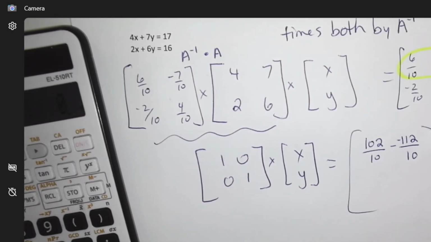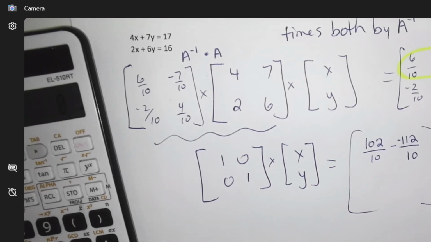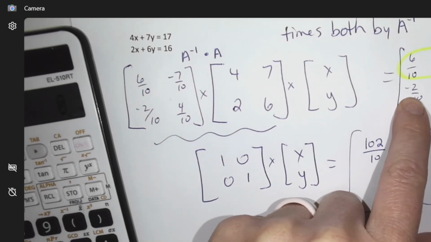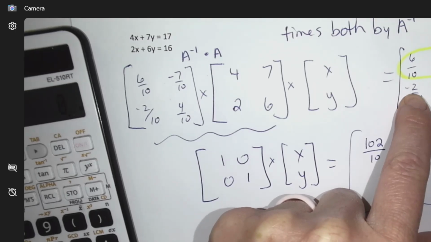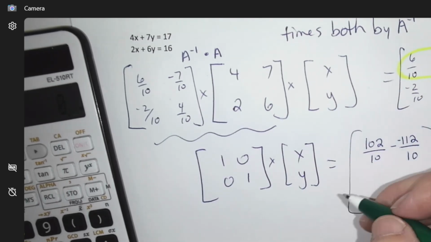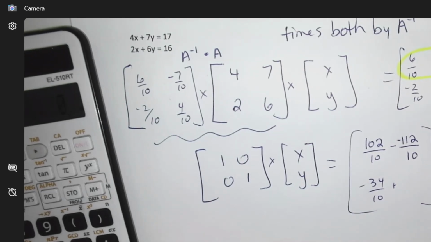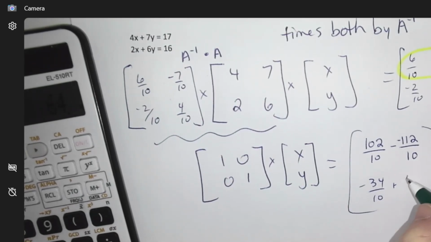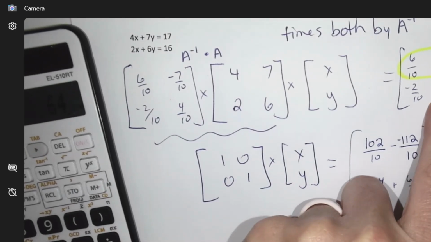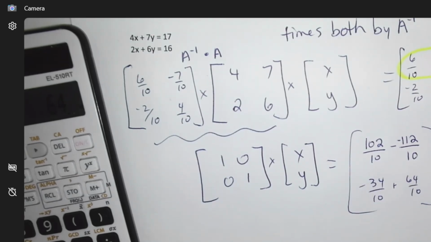Okay. Yay? Somebody the same as me? Because I feel like this is a decimal, isn't it? Decimal? Okay. Here we go on the bottom. So this one would match, so this is negative 34 over 10. And 16 over 10. Or 64 over 10.